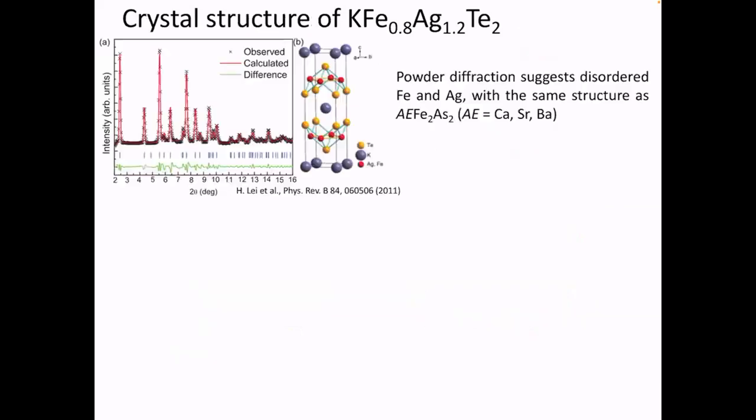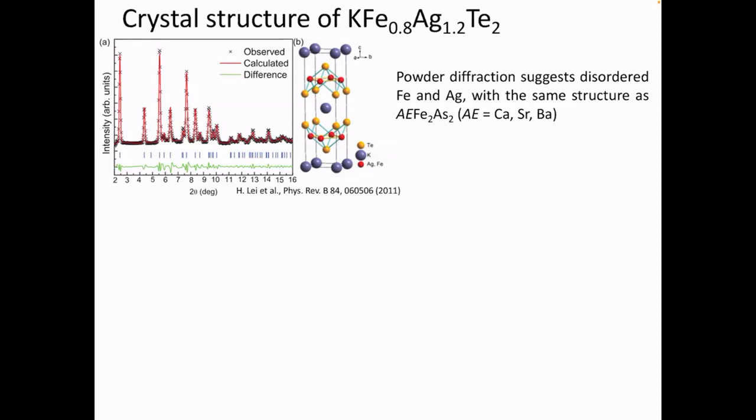All right, so the crystal structure of this compound in the initial report was suggested to be isostructural to the 122 compounds, for example, barium iron arsenide. And when you look at the powder data, it fits very nicely with this structure. In this structure that was initially proposed, the silver and iron atoms are disordered. But this seems to be at odds with the fact that this system exhibits long-range magnetic order, because if you have disordered magnetic and non-magnetic ions, it seems unusual that there can be long-range magnetic ordering.